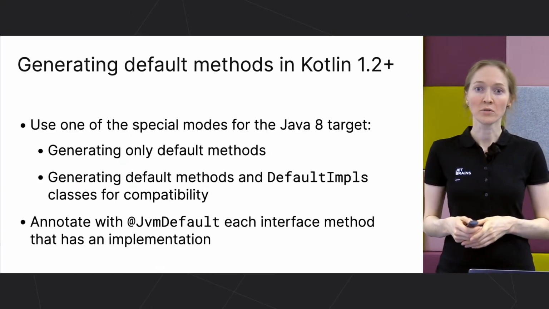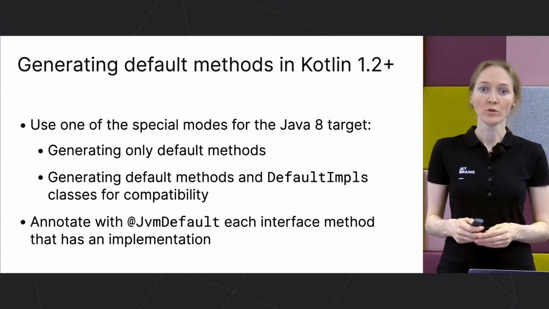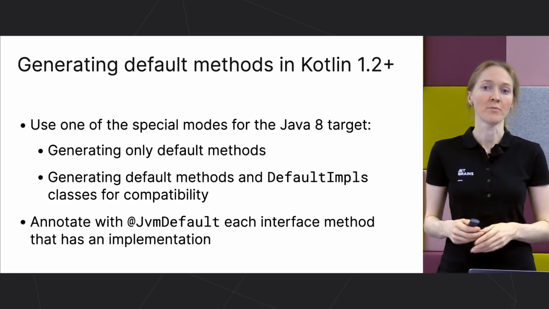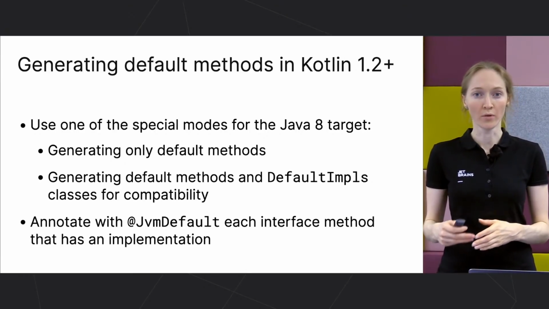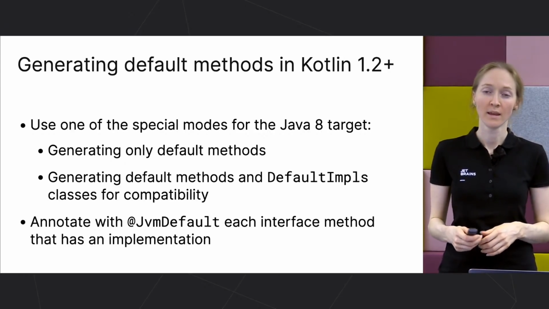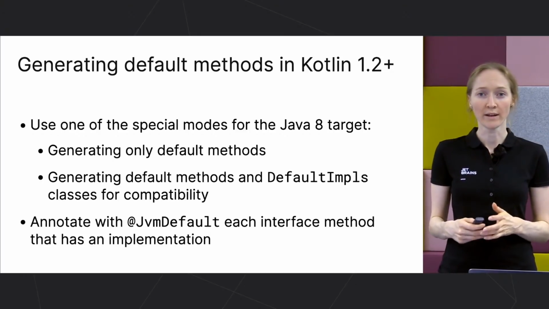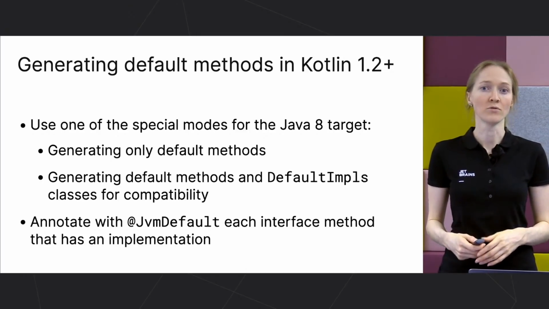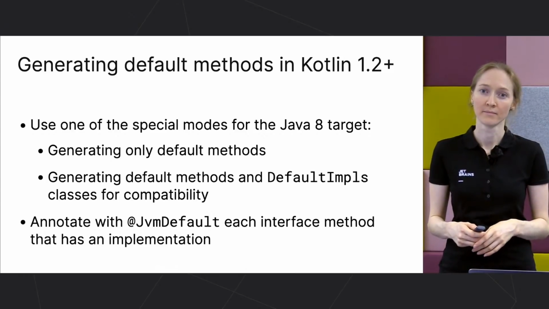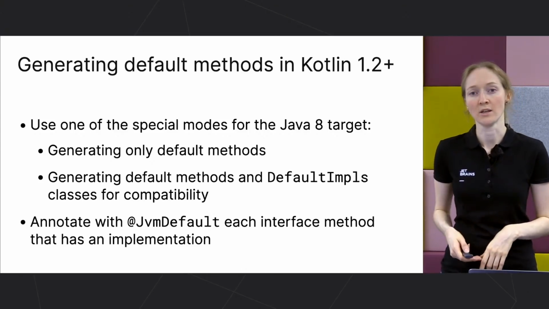In fact, you could use one of the two modes for the Java 8 target. The first one, which I've shown you, generates only default methods. Alternatively, you could instruct the Kotlin compiler to generate both default methods and DefaultImpls classes. You might have needed that for compatibility reasons. The second mode is often used by library authors that evolve their library and shouldn't break the code that depends on their library. You had to annotate each method with this JvmDefault annotation.